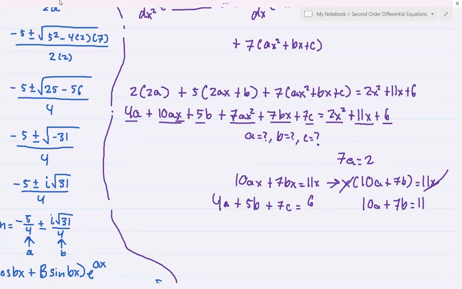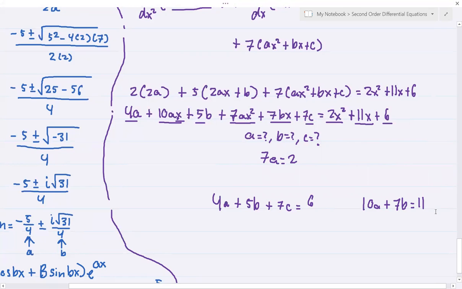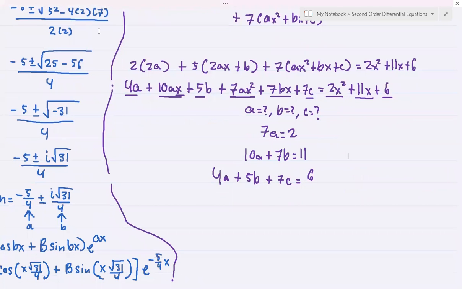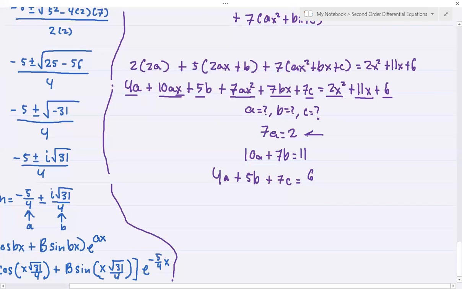Okay, first we have 7a is equal to 2. And we have your second equation as 10a plus 7b is equal to 11. That's it. Okay. Now let's find your a, your b, and your c. So for me, what I'm going to do is to use this equation first, your 7a is equal to 2. Because we can find your a easily.